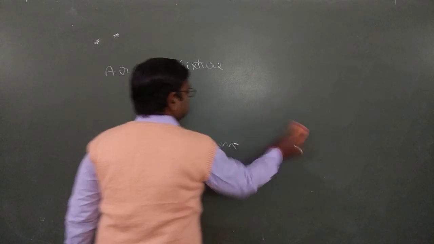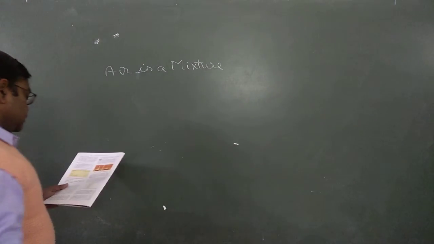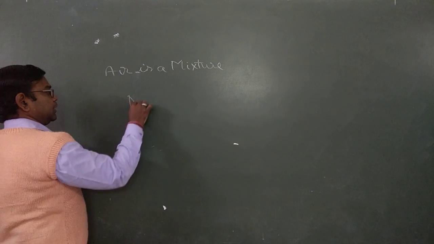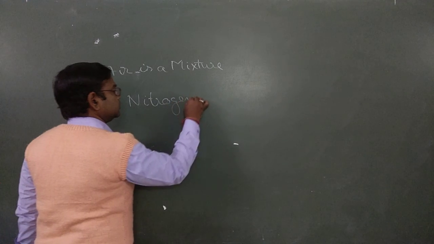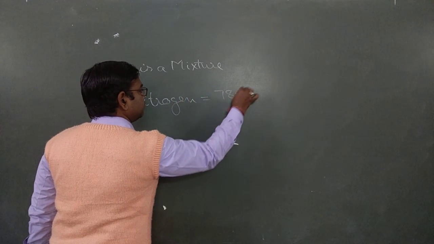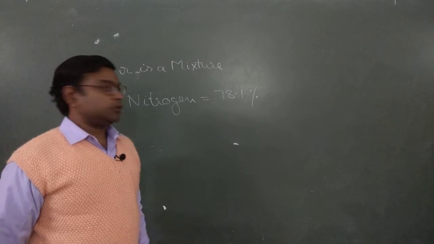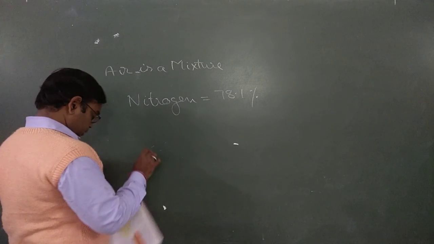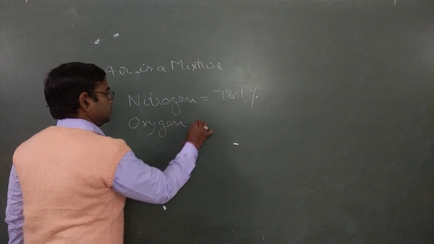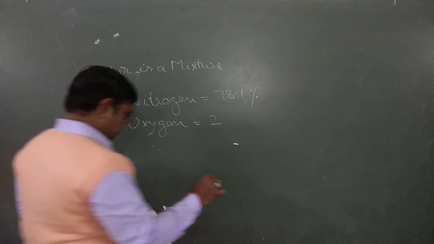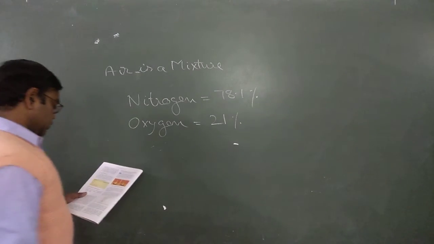Now a question may ask you the composition of air. In many places, or in general knowledge questions, you may be asked about the composition of air. So always remember that nitrogen is about 78.1% by volume. Then after that, the larger part is oxygen, about 21% by volume.